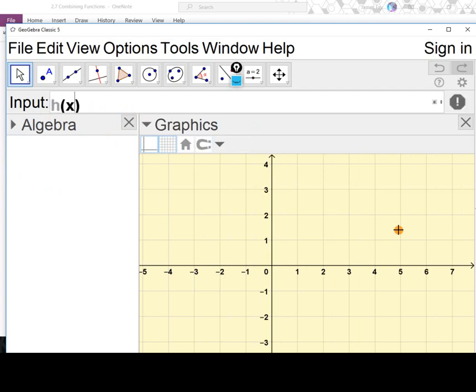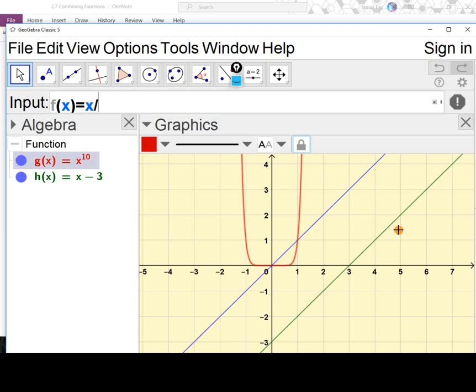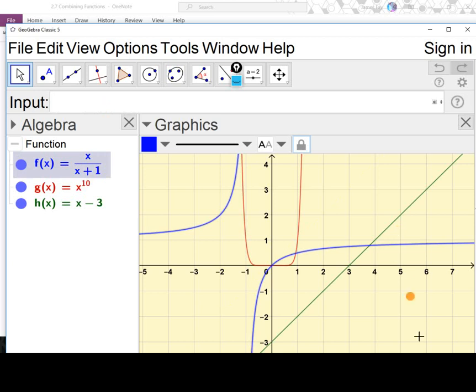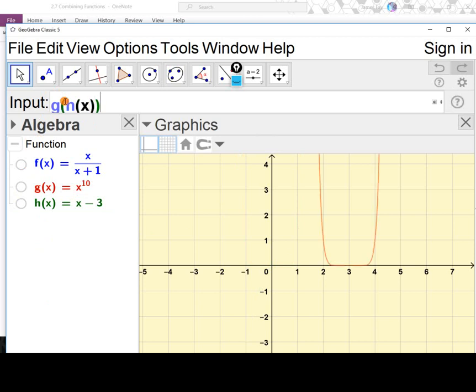So let's say that we have, let's start with h of x. h of x was x plus 3, right? And g of x, sorry, was x to the 10th. And then f of x was x over x plus 1. Okay. So we got that, right? Those were the three functions by themselves. Okay. So let's look at, I'm going to type in g of h first. Okay. And g of h is that.